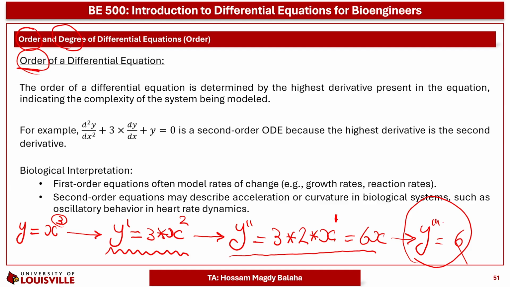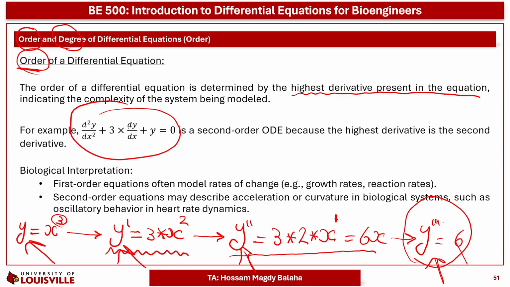So the order of an equation is determined by the highest derivative present in the equation. If you have this plus this plus this plus that, the whole differential equation has an order of 3. For example, in this equation, this has an order of 1 and this has an order of 2, the first derivative and the second derivative. So in this case, it will be order 2.